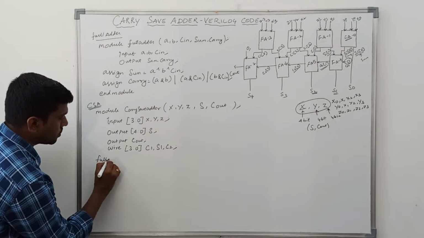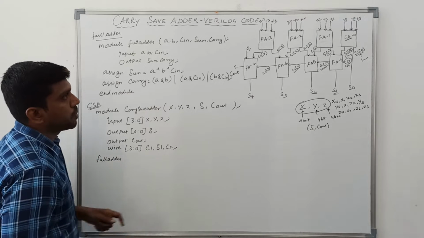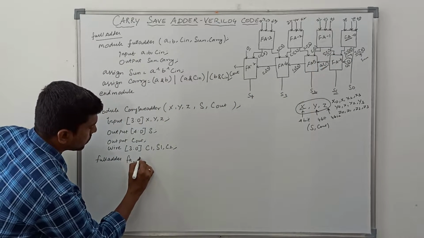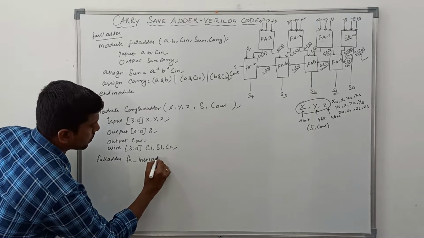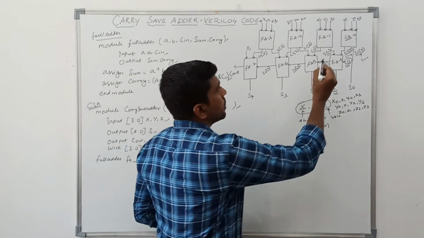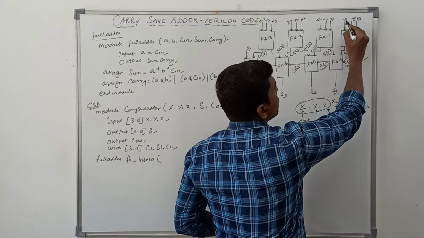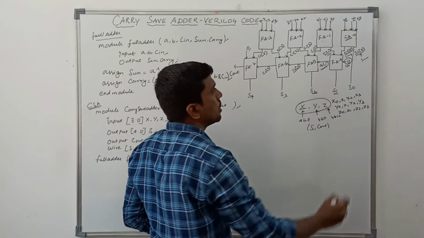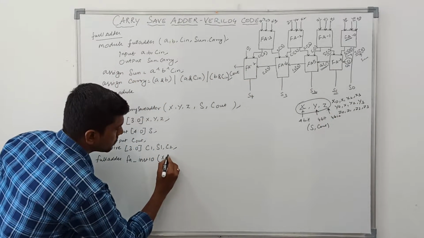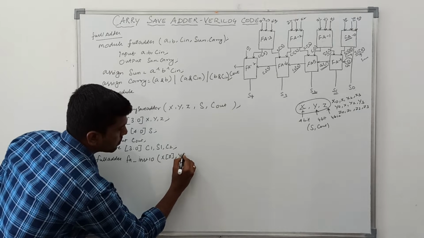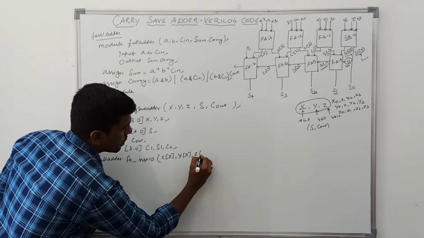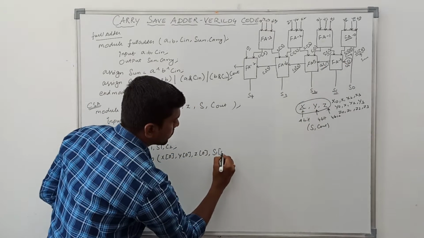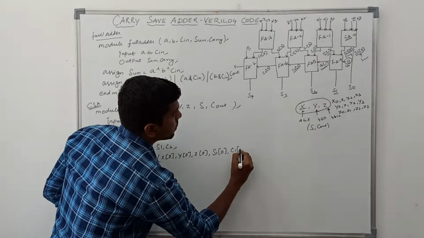Then full adder. Let me consider the first full adder, FA0. So full adder instantiation 1 0. In this full adder we have three inputs, X0, Y0, Z0. These three signals are input signals. Output is S1 of 0 and C1 of 0. So X of 0 comma Y of 0 comma Z of 0, comma output is S1 of 0 and C1 of 0.